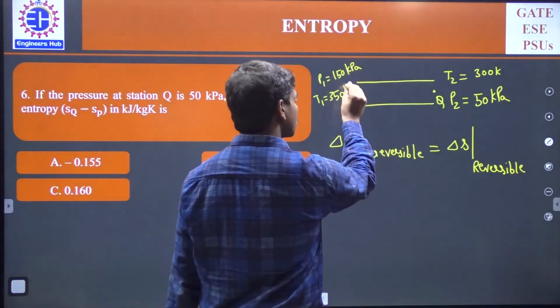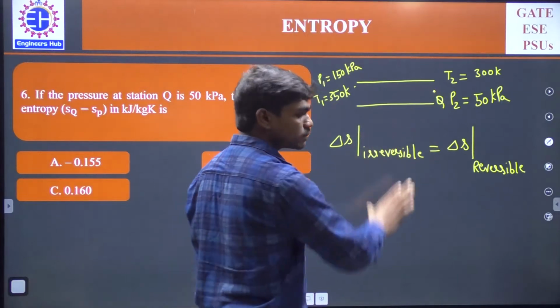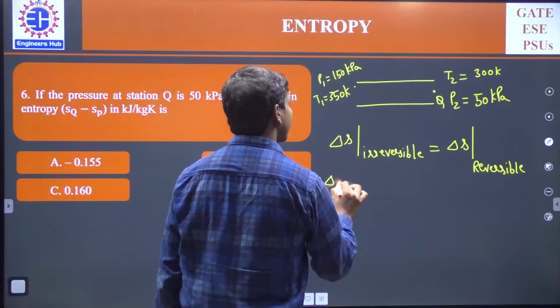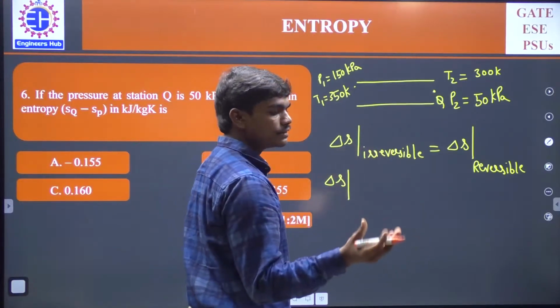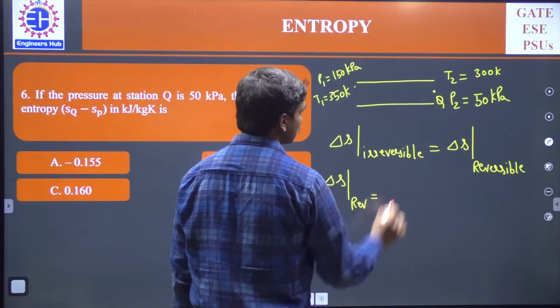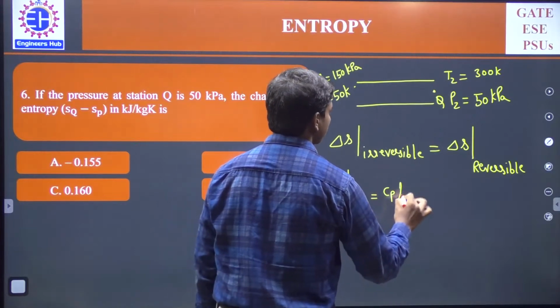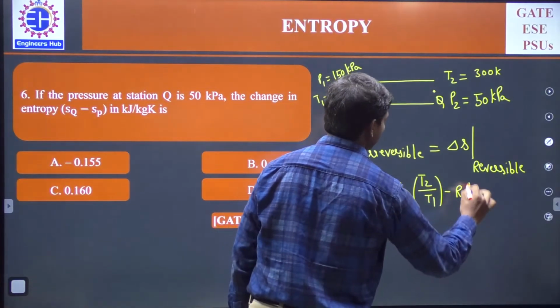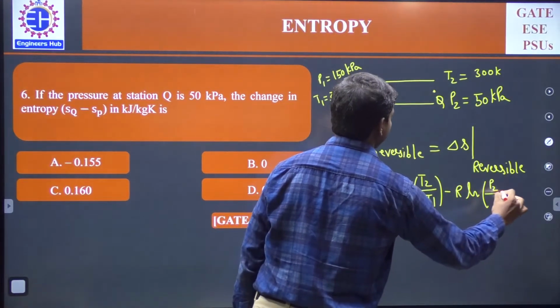So whether the system goes from this point to this point in an irreversible path or a reversible path, the entropy will be the same. Now if you want to calculate the entropy, since we can assume air as an ideal gas, we have the expression we just wrote: for reversible, it is Cp ln T2 by T1 minus R ln P2 by P1 for an ideal gas.